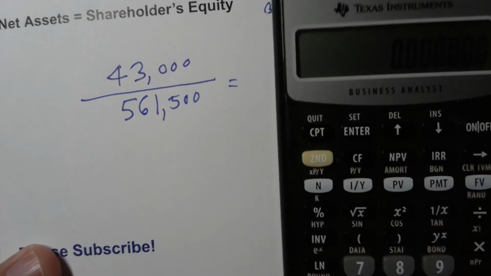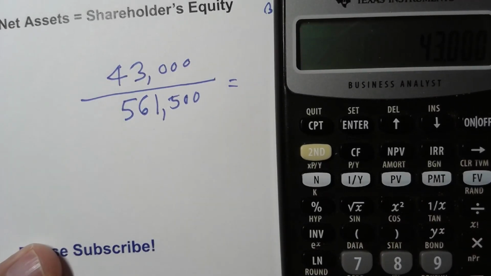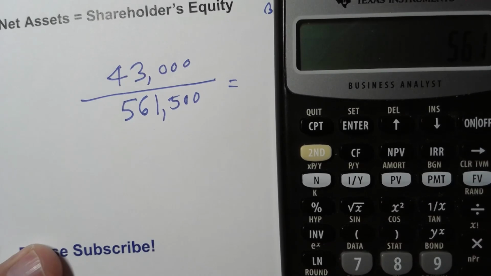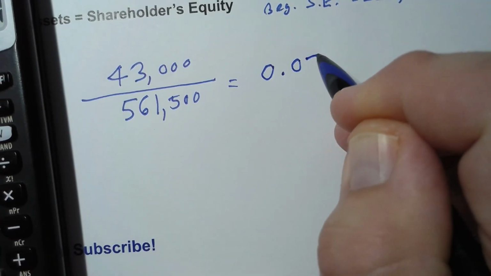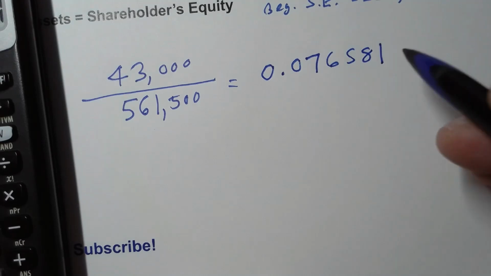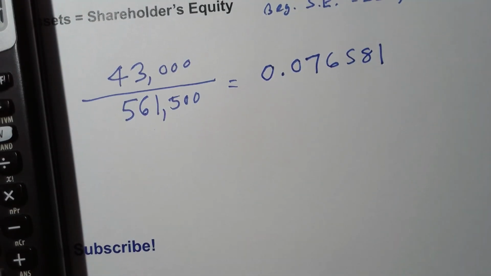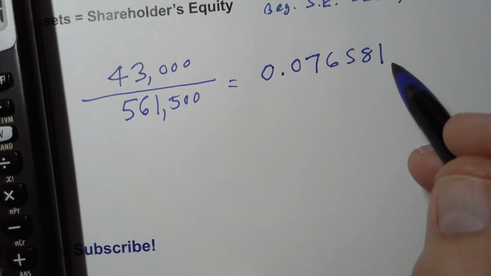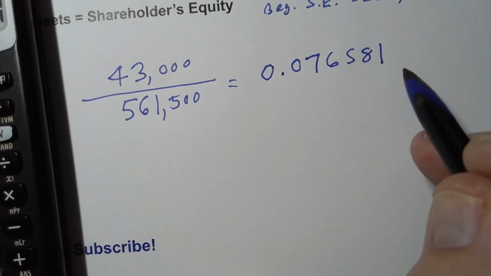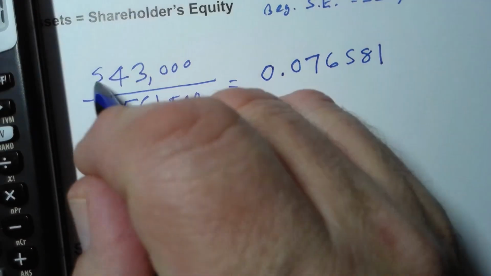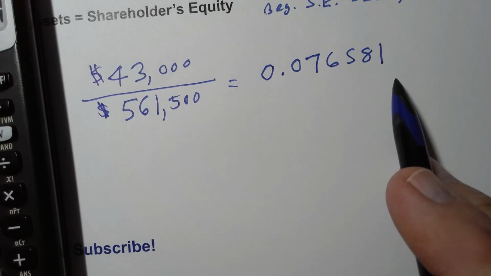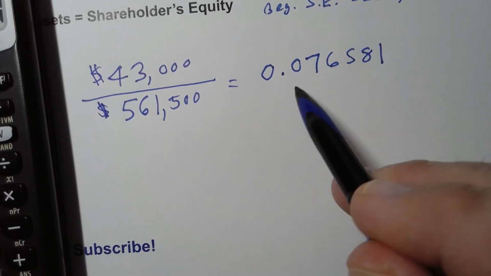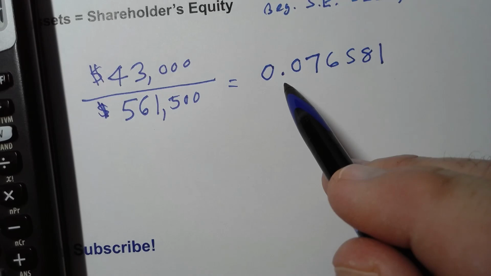So let's put that into the calculator. We have 43,000 and we're going to divide it by 561,500. And that gives us a return on equity of 0.07658. And this is usually reflected in a percentage. So if we're going to change this decimal to a percentage, mind you, these are both dollar figures here. So we're going to change the decimal from a decimal to a percentage.